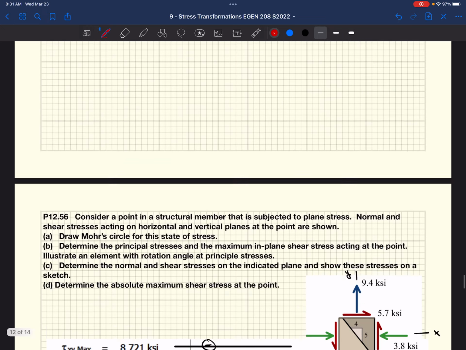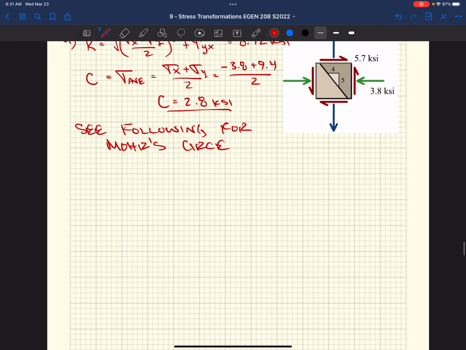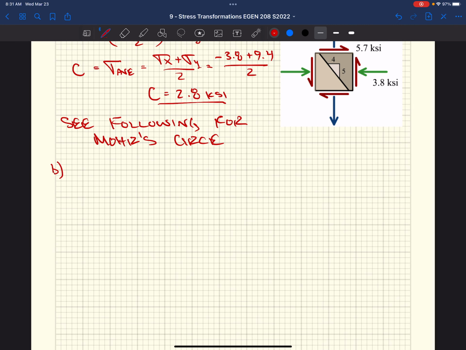We're going to go back up. Excuse me. Right, part B. They want us to figure out the principal stresses. Well, we know sigma 1 or sigma P1, or the first principal stress, is our maximum in-plane stress. So sigma max. And that is the center plus the radius, right? We got that just from the circle. And as Drew mentioned, 2.8 KSI plus radius 8.72 KSI, we get sigma 1 equal to 11.52 KSI.